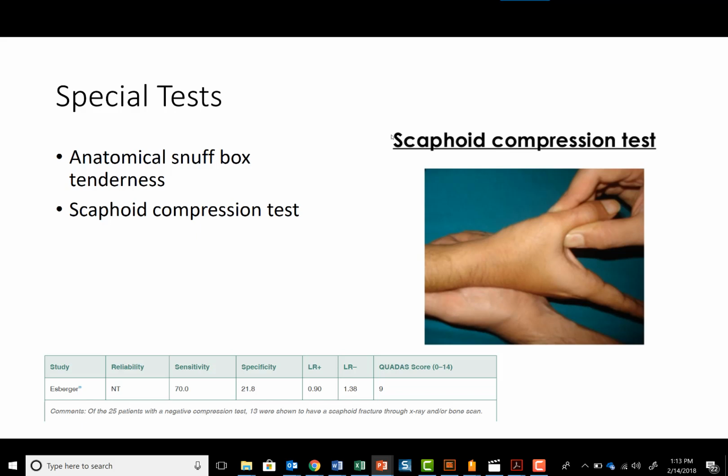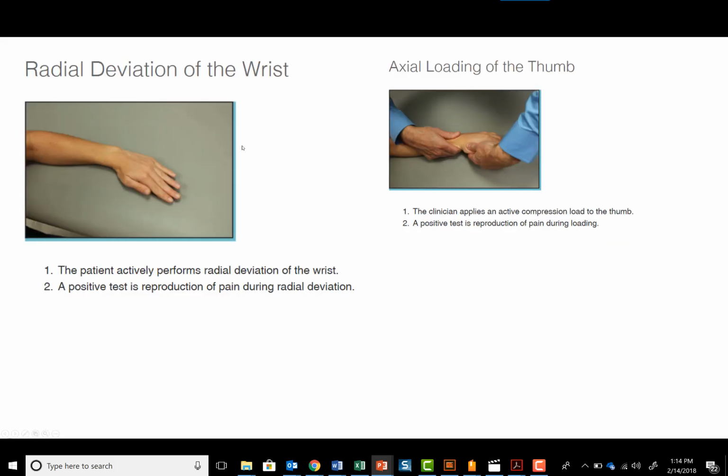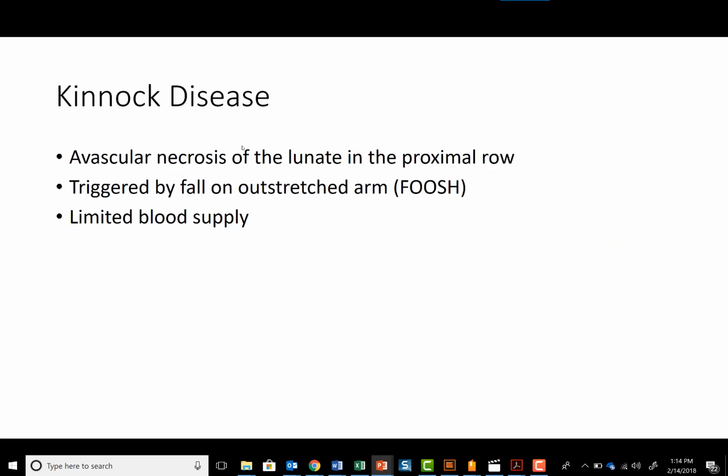So what are some special tests we use? Anatomical snuff box tenderness. So the snuff box is in here. We palpate that, it's painful, or we load the thumb with scaphoid compression. That would be positive. There's scaphoid tubercle tenderness, so that just sits a little bit lower. If somebody has pain down there, that would be positive. And if you keep them in pronation, have them ulnarly deviate, and that's painful in the snuff box, that would indicate a scaphoid fracture. Radial deviation of the wrist, same thing, pain with that.